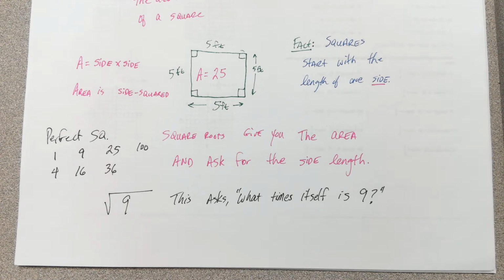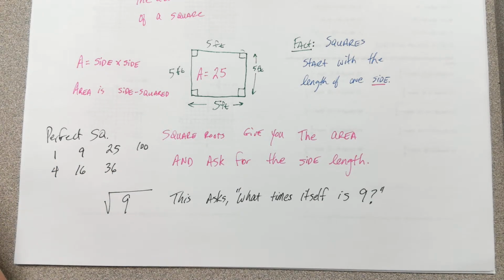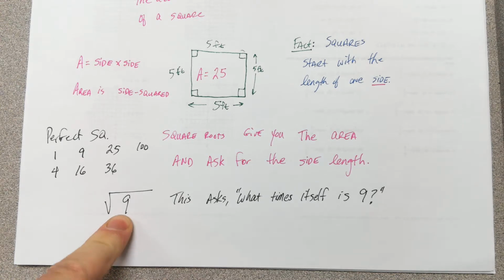Yeah? So if I asked you for the square root of any of these perfect squares, it should be pretty easy. You just say, oh, well, I just got to figure out what number times itself equals that number on the inside.